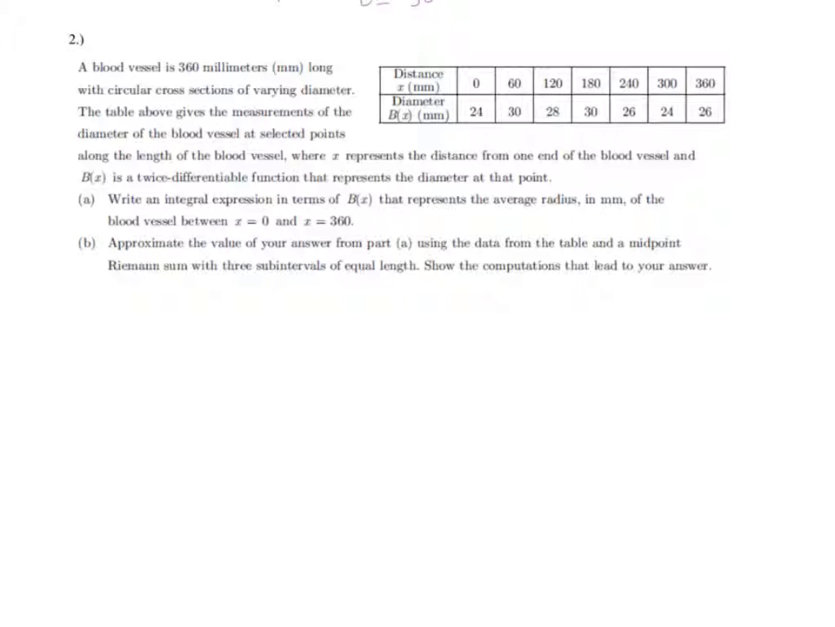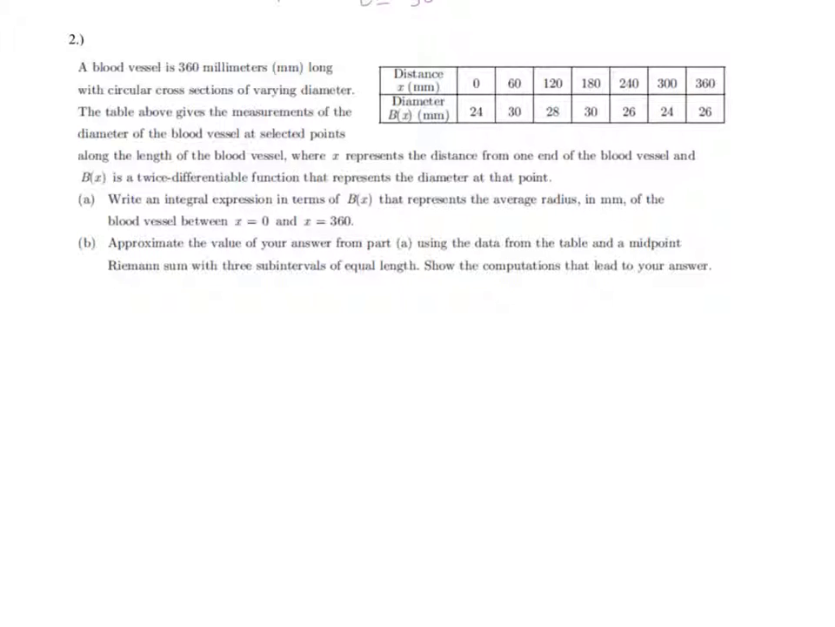In this problem, we just want to be a little bit careful about what part A is asking. So in the table of values, we're given the diameter of the blood vessels from 0 to 360 millimeters. And A says to write an integral expression in terms of B that represents the average radius. So when we're thinking about the diameter and we want to talk about the radius, we just have to remember the relationship between the diameter and the radius.